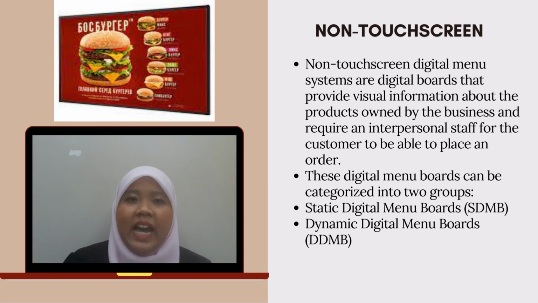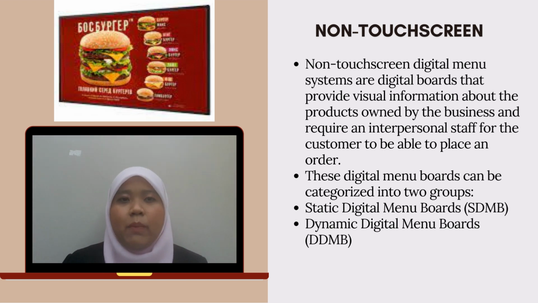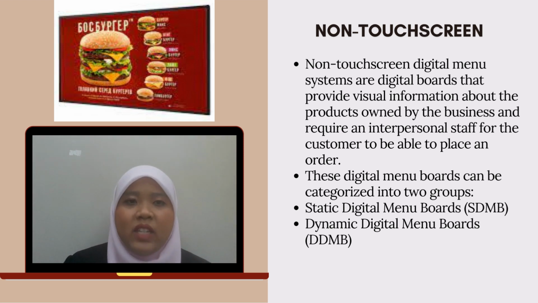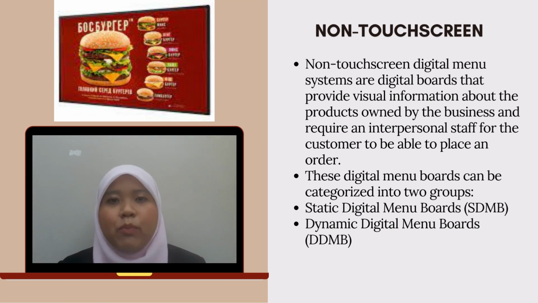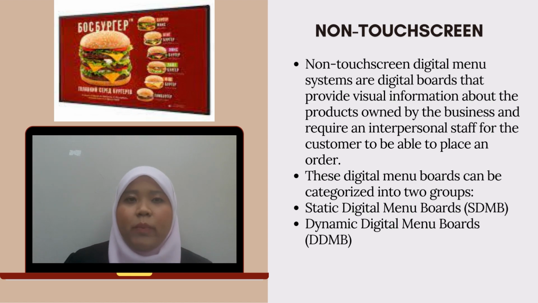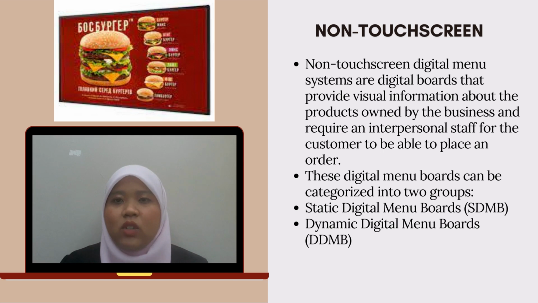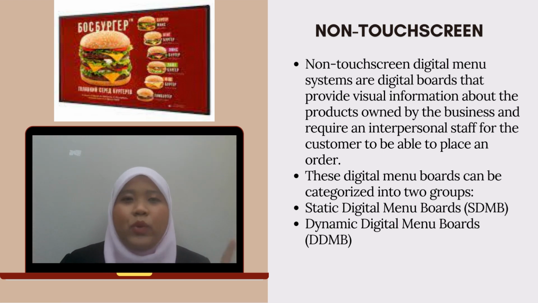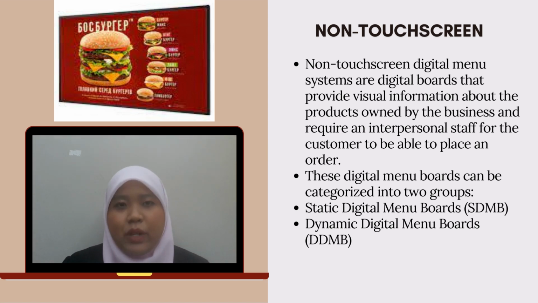So what is SDMB? Static digital menu boards are larger screens that allow the products of the menu to be presented with attractive visuals and price information in a place where the customer can easily see them. The components of this screen, the images, do not change constantly and remain still. So what are examples of the static digital menu board? We have IKEA restaurant, we have Tila, we have Family Mart convenience store. Yes, they are all using static digital menu boards.